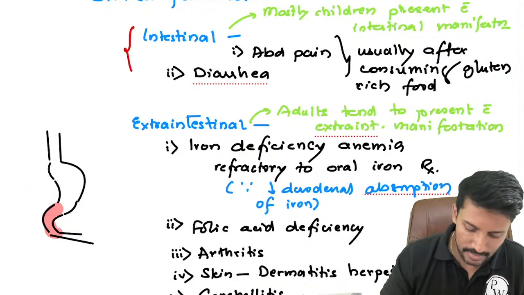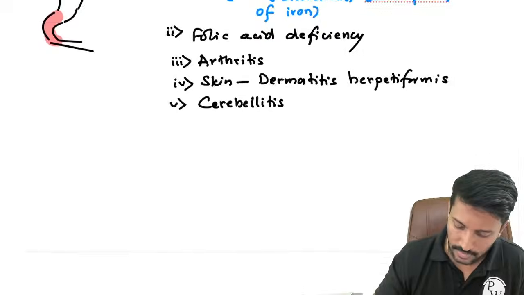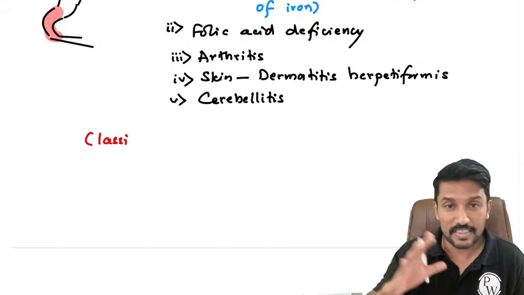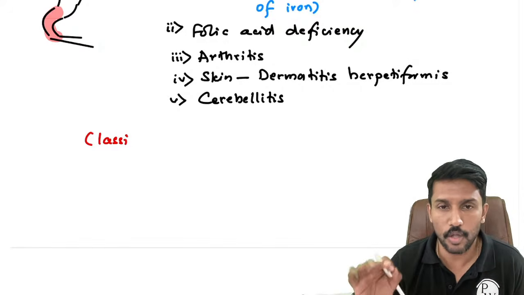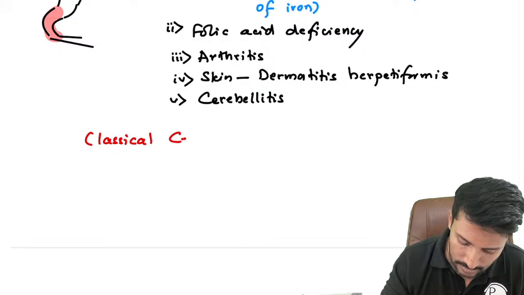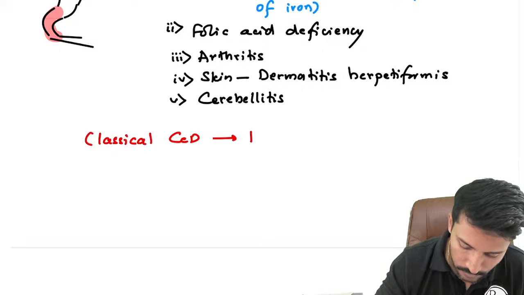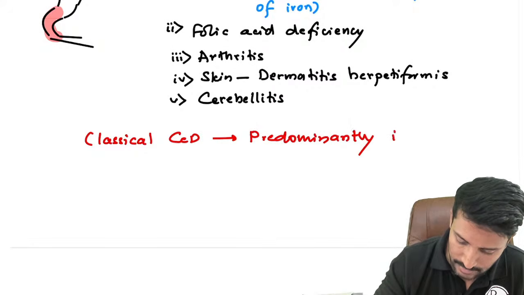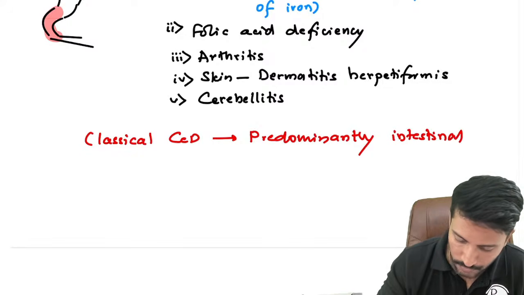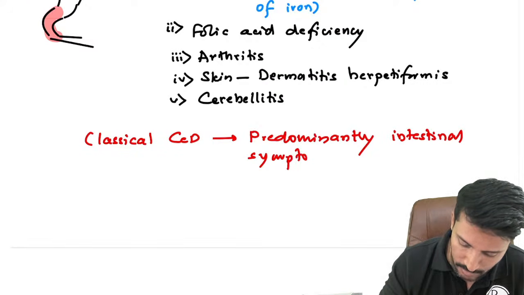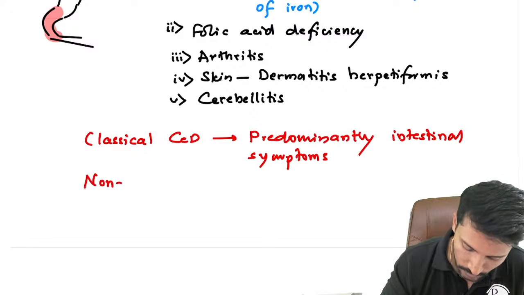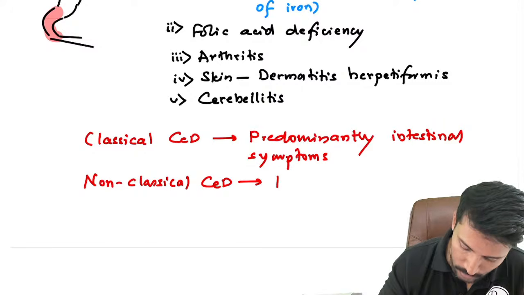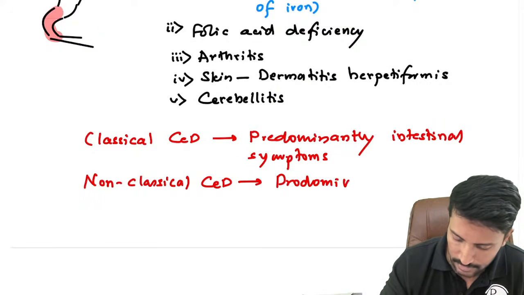For that reason, we now call intestinal-predominant celiac disease classical celiac disease, and if the patient has extraintestinal symptoms as the predominant symptoms, we call it non-classical celiac disease. So classical celiac disease refers to predominantly intestinal symptoms, and non-classical celiac disease refers to predominantly extraintestinal symptoms.